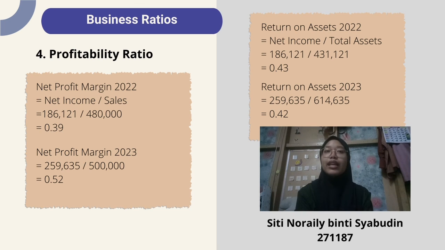And for the return on asset, with the formula of net income divided by total asset, in 2022, the return on asset of Sweetylicious is 0.43, which means that for every 1 ringgit of asset, the company will be able to earn 43 cents. Meanwhile, in 2023, the return on asset Sweetylicious gets is 0.52, which means that the company will be able to earn 42 cents for every 1 ringgit of asset.